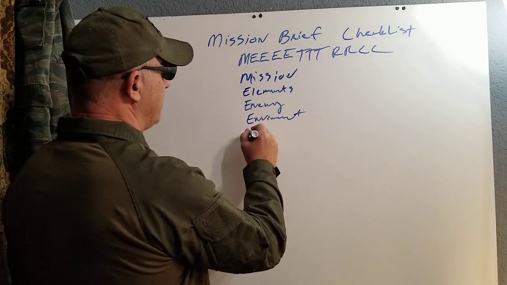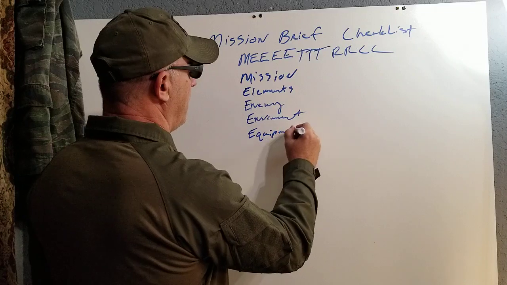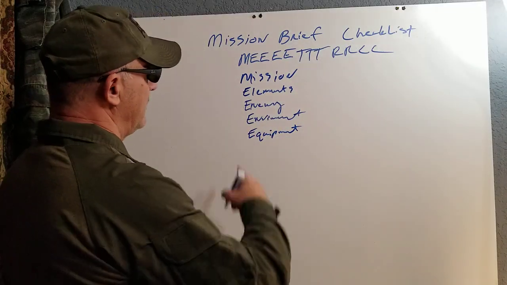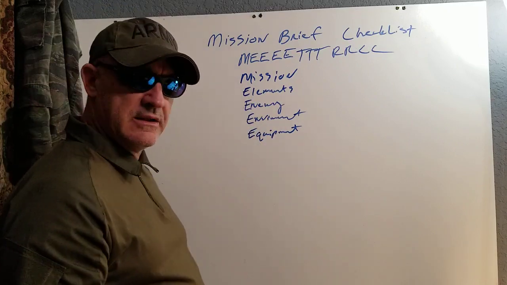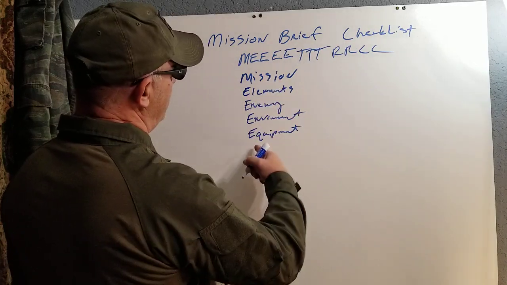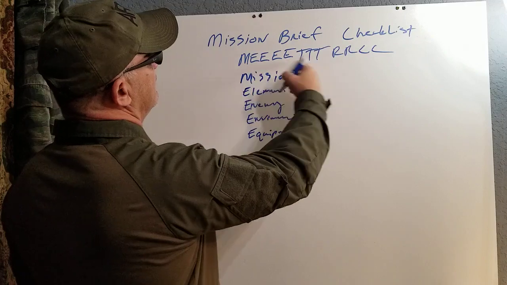And then next you're going to talk about is the equipment that you're going to use. What equipment will we be using in this mission? You're going to detail each one of these things. You're going to detail it out in your planning and in your mission brief. Okay, so we got the four E's, the four E's of the MET.